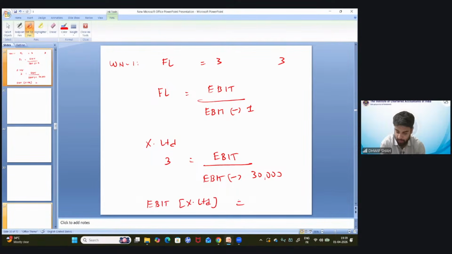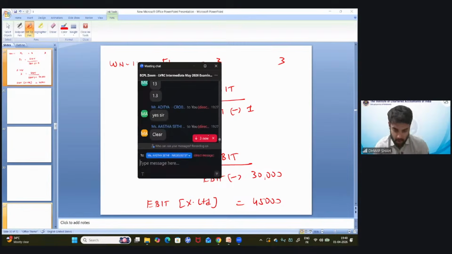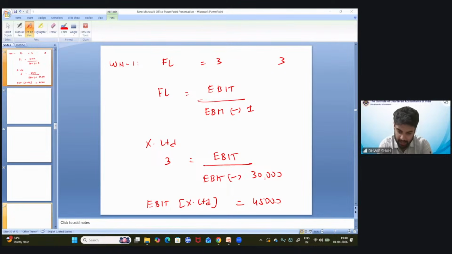Using normal mathematics calculation. So 3 EBIT minus 90,000 is equal to EBIT. 2 EBIT is equal to 90,000. So 90,000 divided by 2. 45,000 आया सबका EBIT. Everyone for X Limited. Yes, EBIT can be worked. We have financial leverage. ठीक है. Likewise for Y Limited मैं ढूंढ सकता हूं.